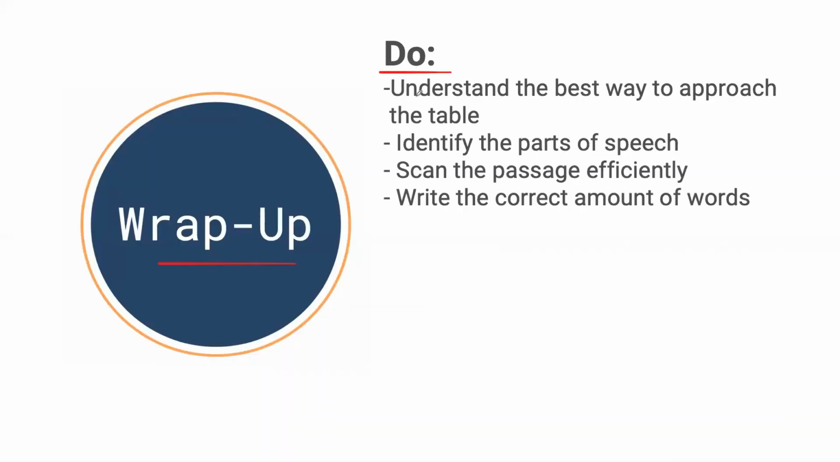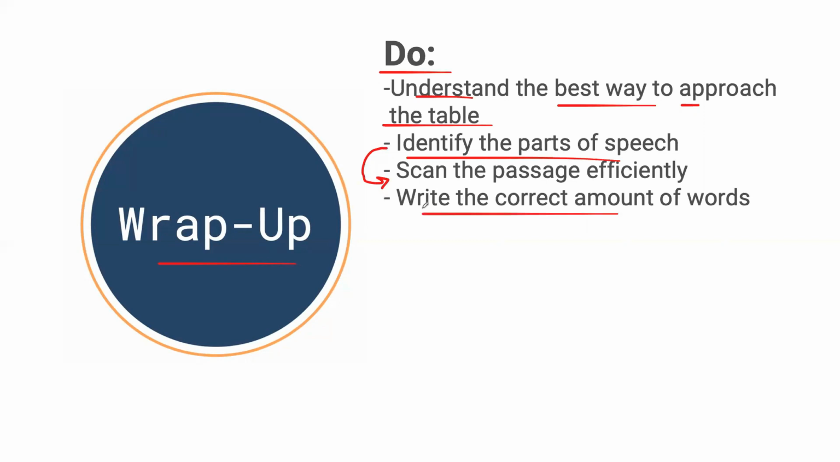I'll leave you with some do's and don'ts. For our do's, I want you to understand the best way to approach the table. So notice how we analyzed the table quickly today. You can definitely do this on your own and just understand if you have to read from left to right, or if you want to start from the top and go down to the bottom, or vice versa. This will help you when you're scanning. Of course, you want to identify the parts of speech, verbs, nouns, and this will help you understand exactly what you should be looking for. And this will help you scan the passage efficiently.